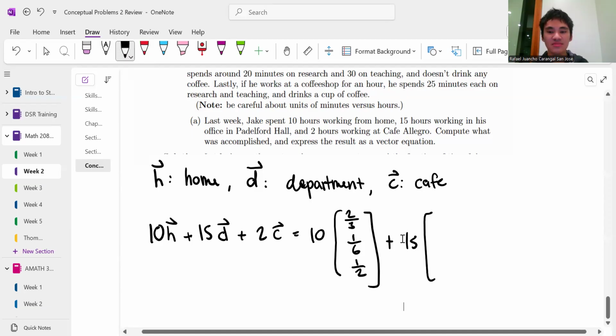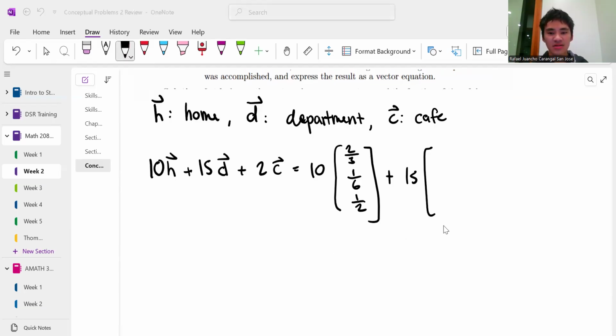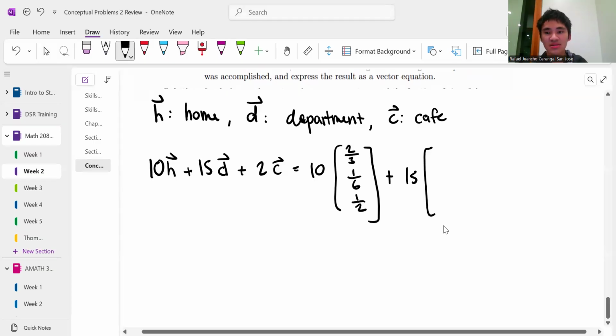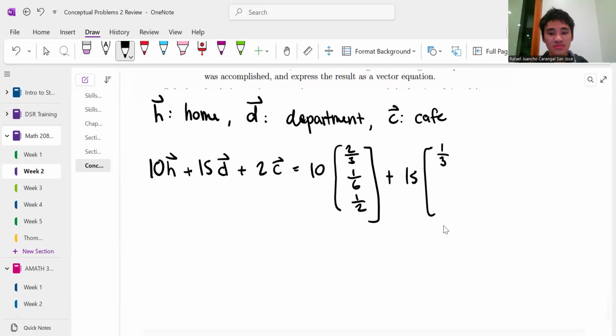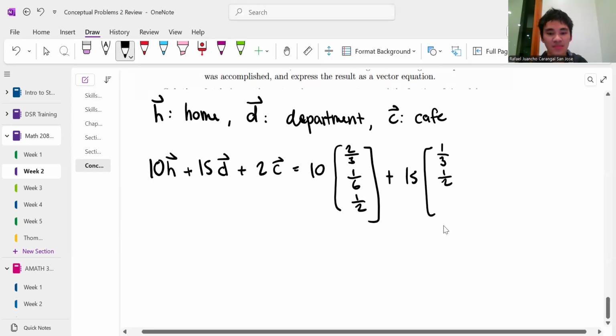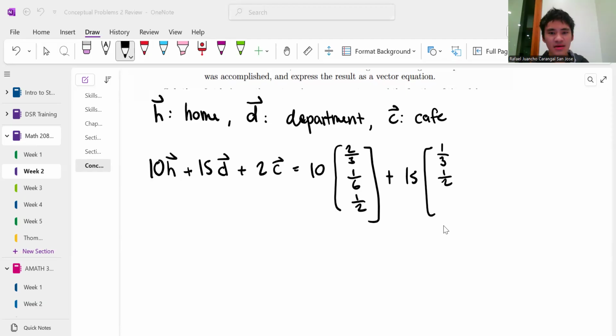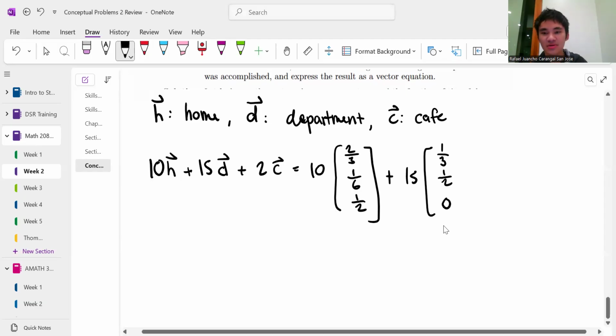Then same idea. When he works at the department, he spends 20 minutes on research. So that's 20 over 60, that's 1/3. Then he does 30 minutes on teaching. That's 30 divided by 60, that's 1/2. And then he doesn't drink coffee, so that's 0 cups. Then lastly, 2.